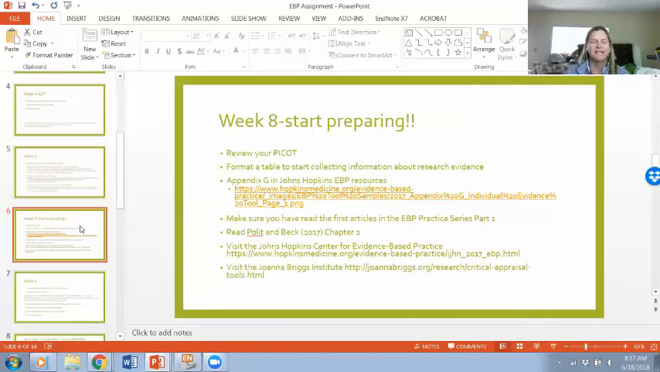So I just put this slide together about things you can do now to start preparing for our EBP section of our course. Look at your PICO and think about, is it still making sense to you? Is it still something that you want to use for this project? Format a table and start collecting all your information about some of the articles that you've already found and put them into this table. I put a link here for an example of a table, and I have a picture of that coming up too.